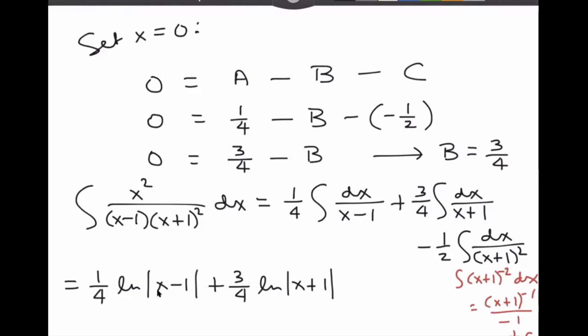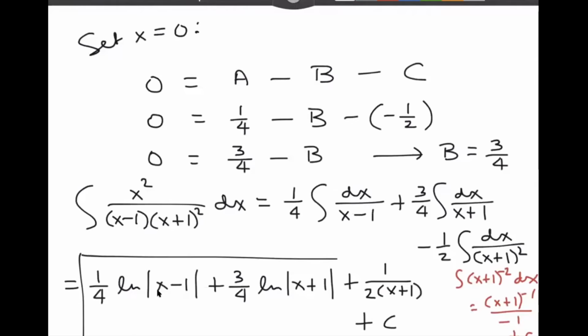So that is going to give us plus 1/2 times 1 over x + 1. And so that particular term does not get a natural log. And then, of course, no points if you don't remember plus C. Just kidding. All right, not too bad, right? Maybe just a little tedious. Definitely doable.